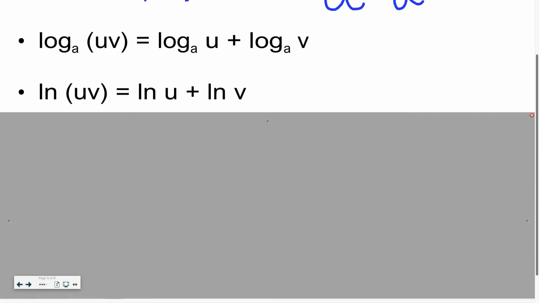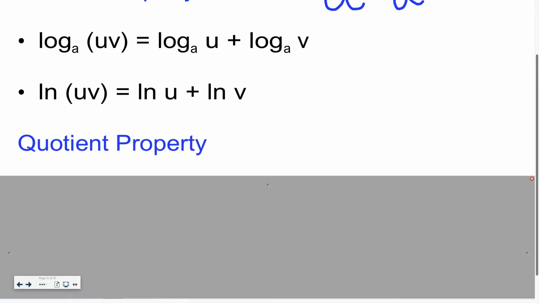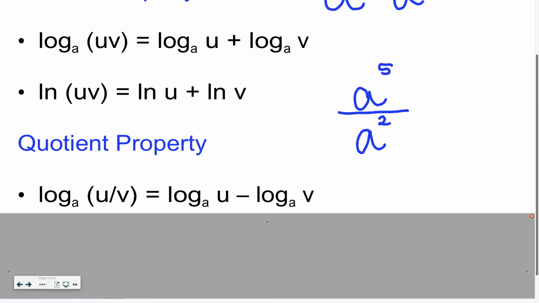All right, our quotient property. If I have bases that are the same, that have exponents, and we're dividing, what do we do with those exponents? We subtract them, okay? So inside of our logarithm, if we are dividing, then we can break that up into two logarithms where we are subtracting them.